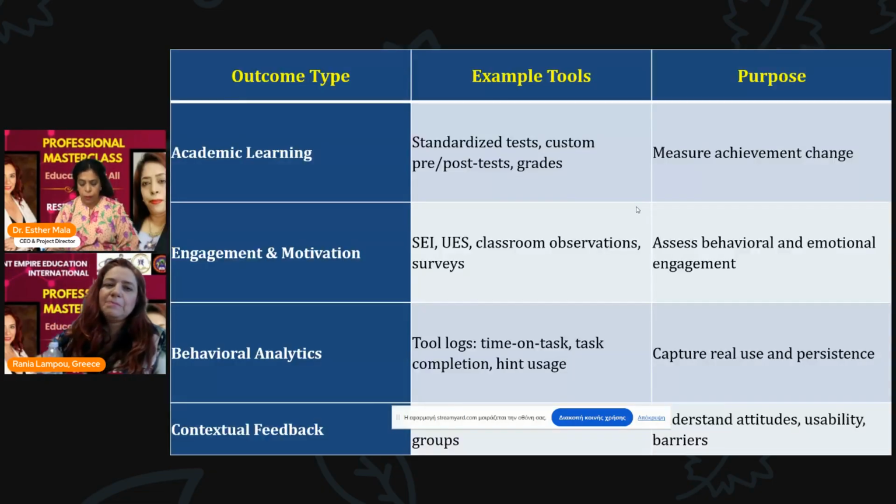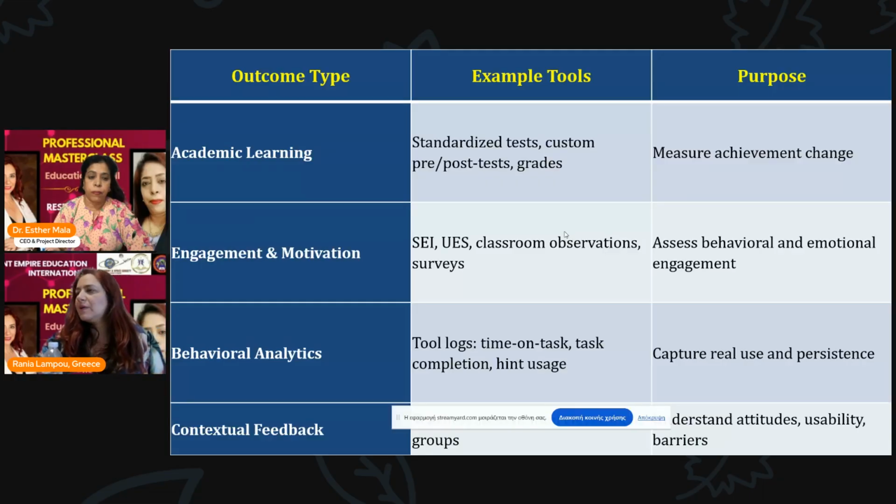For example, say at least 20 minutes per session or 3 times a week when you analyze effectiveness. So a summary table for this could show, for example, the output type: academic learning, the example tools, the standardized tests that we mentioned, the grades, the purpose to measure achievement change. For engagement, we mentioned classroom observations, where we try to assess behavioral and emotional engagement. The behavioral analytics use the tool also, time on task, task completion. We try to capture real user persistence and contextual feedback when we have the interviews and focus groups, and we try to understand usability and barriers.